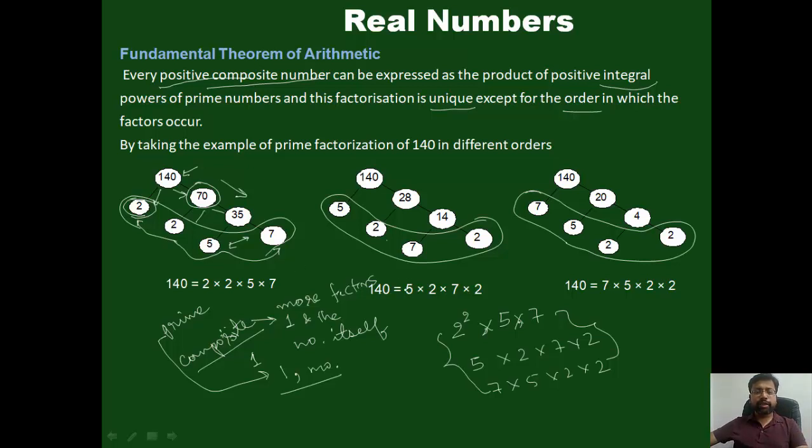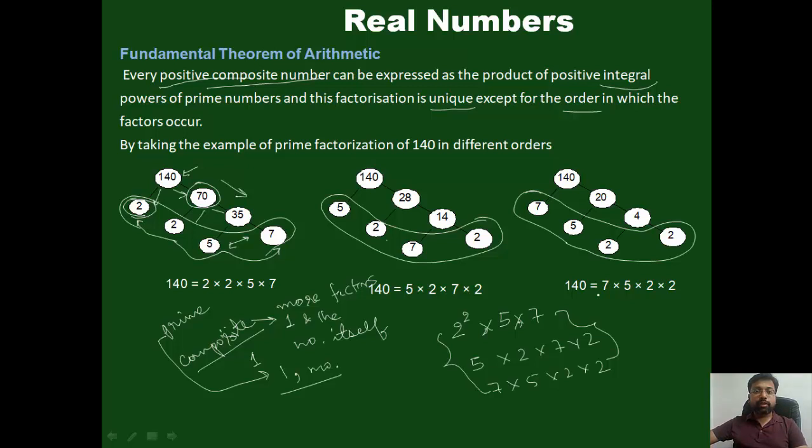The person sitting next to him can get it in the form 5 into 2 into 7 into 2. And the third person could get it in the form 7 into 5 into 2 into 2. But in all these cases, what you see is that the composition of the prime factors is going to remain the same. Only their orders are going to differ.